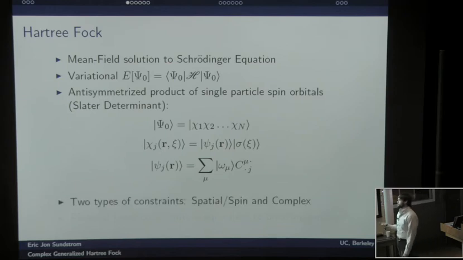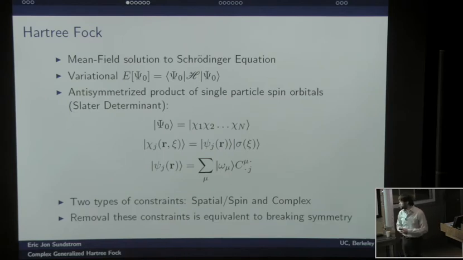And there's two types of constraints that are typically done in Hartree-Fock theory. The first one is a spatial slash spin one, which will make sense in a second. And the second one is to restrict the wave function to be real. And we're going to break both of these constraints today. And so removal of these constraints is actually equivalent to breaking symmetry. In the 70s, essentially all the symmetries that you can get for Hartree-Fock were classified by a professor in Japan named Fukutome. And he went through and did a rigorous group theory organization and classification of all the different states.